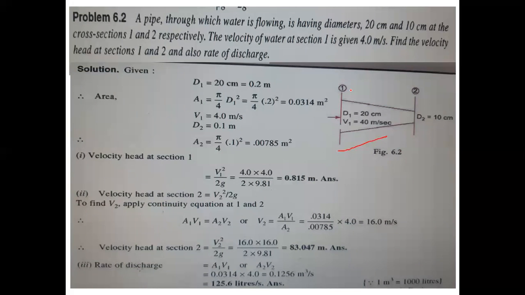What is the given data? The given data D1 is equal to 20 centimeters, that is equal to 0.2 meters. What is D2? D2 is 10 centimeters, converted into meters, that is 0.1 meter.